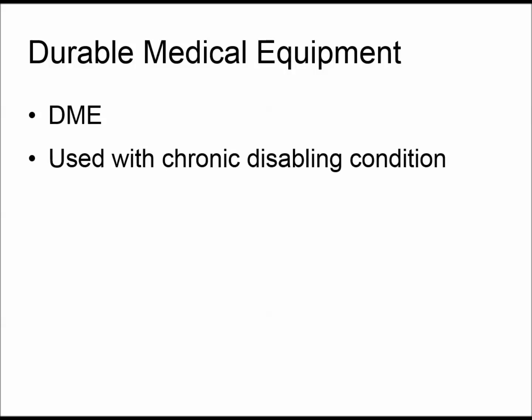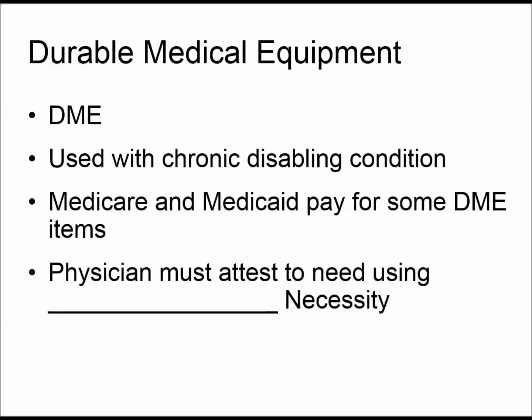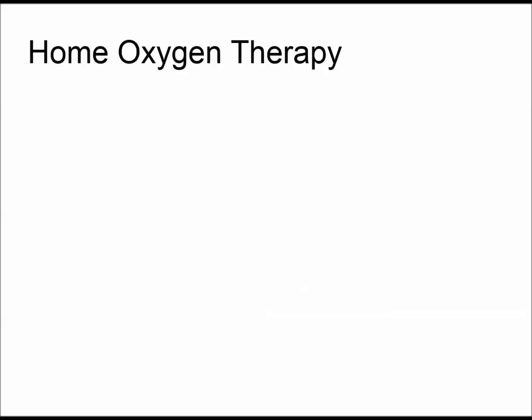Now, DME, durable medical equipment. Durable medical equipment is equipment used by a patient with a chronic disabling condition. But not only that, it can also be used by some patients who are in rehabilitation, such as patients who may have had hip surgery. Medicare and Medicaid pay for some of the DME items that are used, but a physician must give a certificate of medical necessity before Medicare or Medicaid will reimburse or pay for the DME.